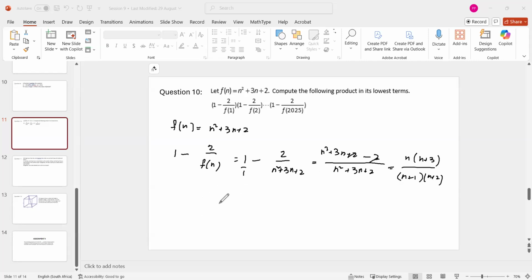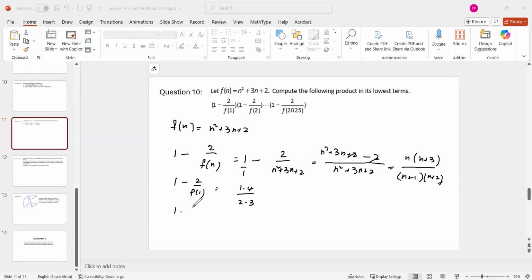Easier way, but anyway, it doesn't do that. It's a little bit more complicated. So this is it. The first one is 1 minus 2 over f of 1. You can put n equals 1 here. You get 1 times 4, 1 times 4, 1 plus 1 is 2 times 3. n equals 1, so that's the first one.